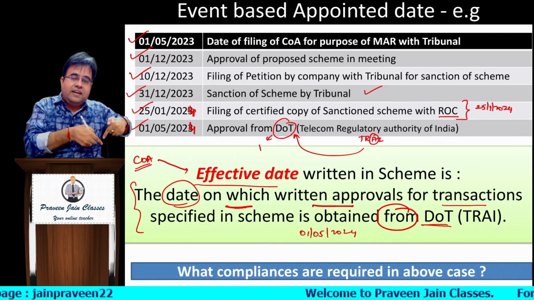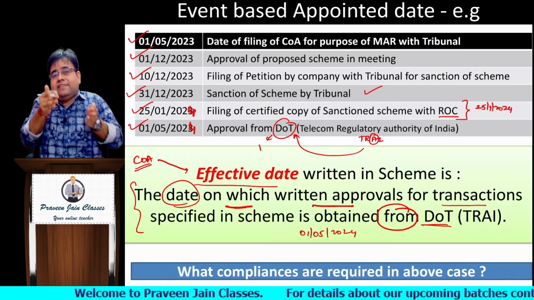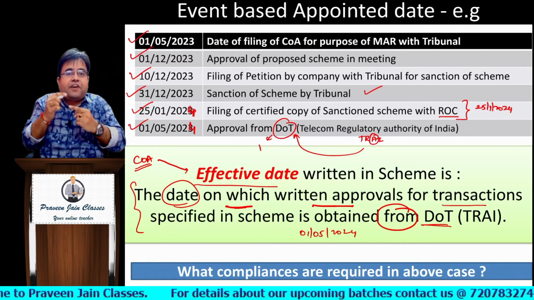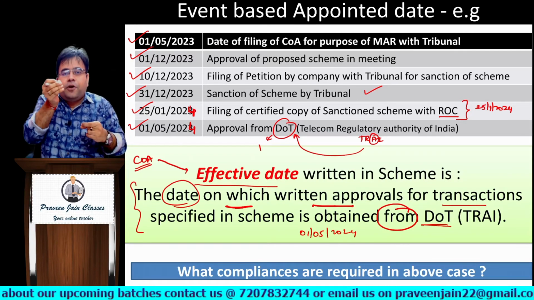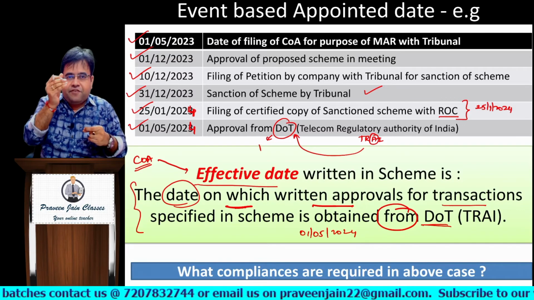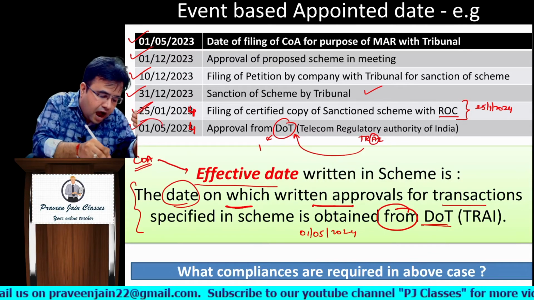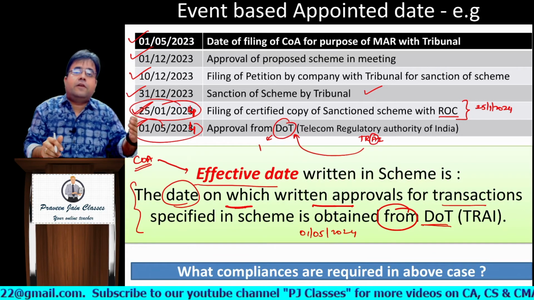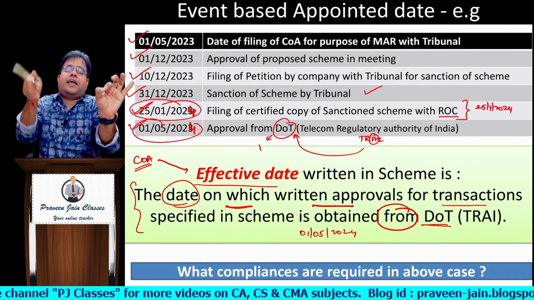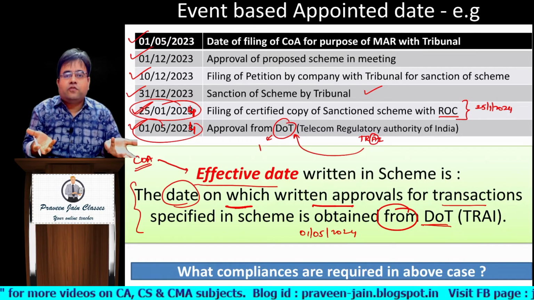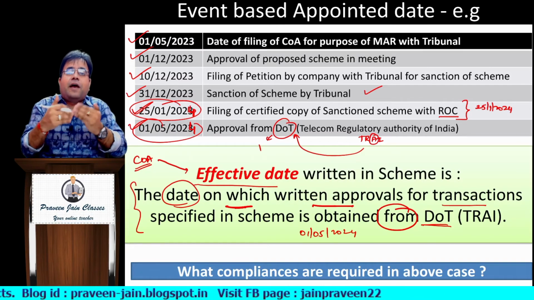So now what is this condition? The circular is saying, sir, if your effective date is subsequent, meaning the effective date or appointed date is tied to an event, and that event occurs after the filing with ROC, then from the effective date, within 30 days, again you have to intimate the ROC, sir. You have to tell the ROC that the date has come, that our effective date has come and our scheme has become effective, sir.